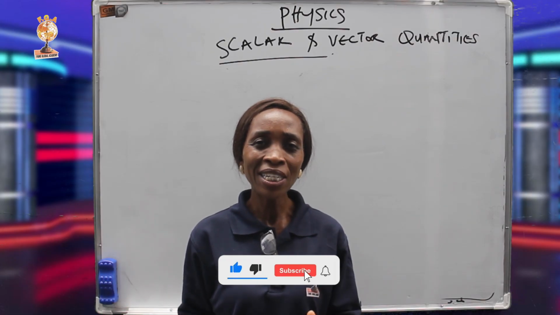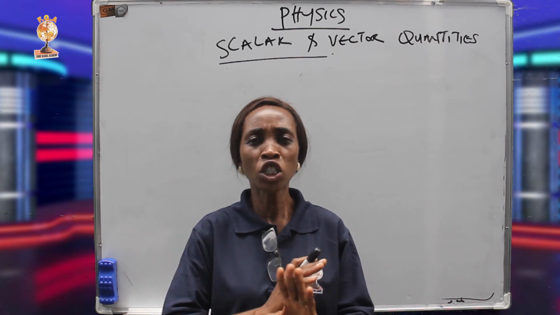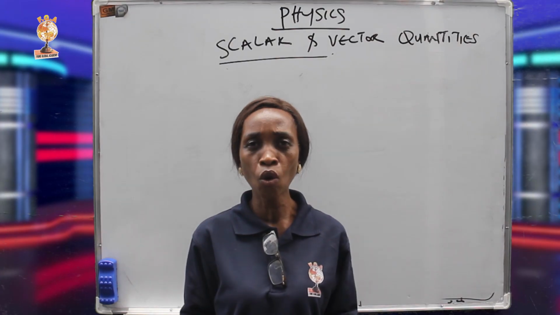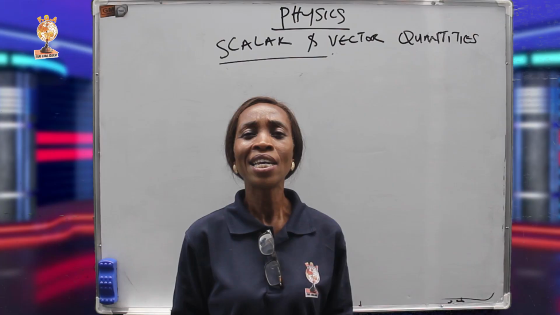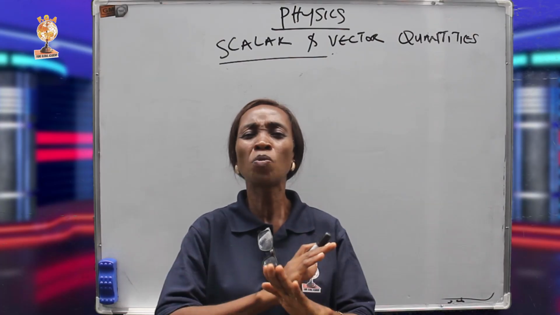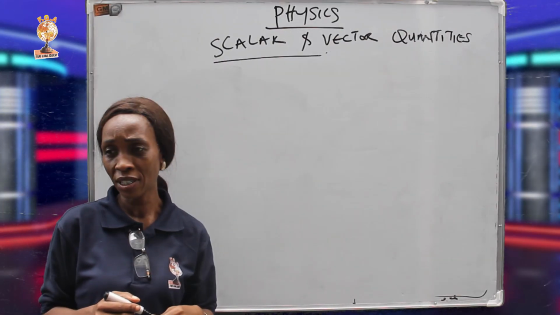A scalar quantity has only magnitude, no direction. It is not specified. There is no rule, there is no direction where to go. But vector quantities have magnitude, size, as well as direction. It is specified, and there are rules governing how to solve vector quantities.